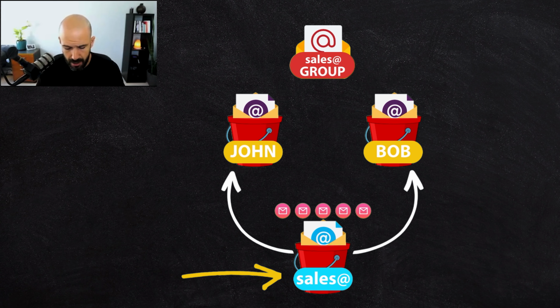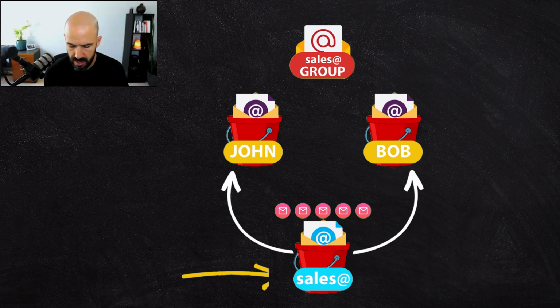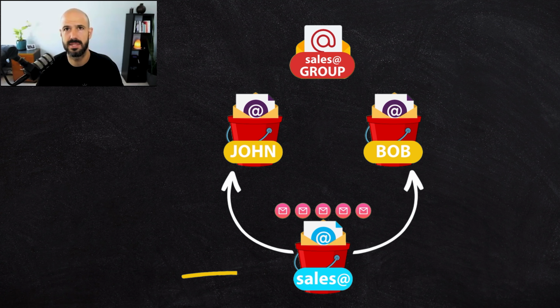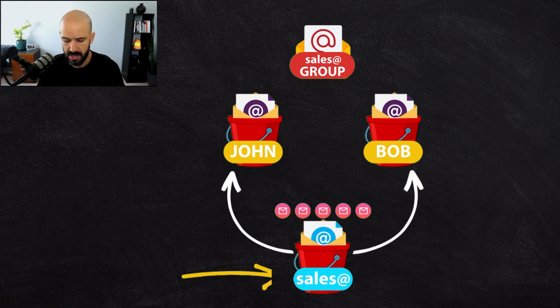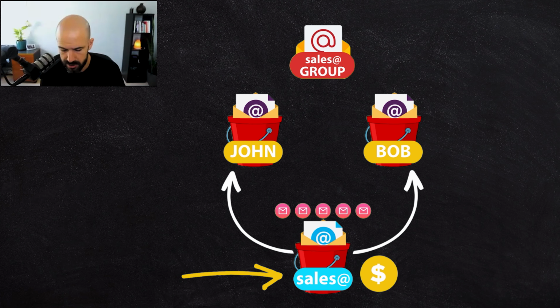Now, when an email comes in to the sales mailbox where it's currently set up, the email lives inside that sales mailbox. So a new email comes in and it lives inside the sales mailbox. And when you do a shared mailbox, that is also going to cost you the cost of a mailbox.